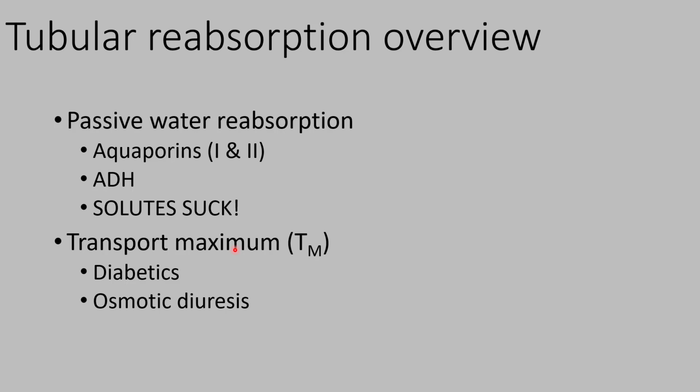That means that there's going to be more water in the urine. There's going to be more water in the filtrate. So the person is going to urinate a lot more. That process is called osmotic diuresis. And that is why people with diabetes mellitus urinate a lot. It's called osmotic diuresis, and that's because glucose exceeds transport maximum.